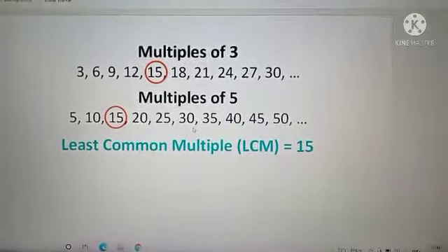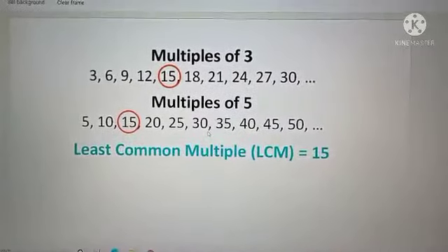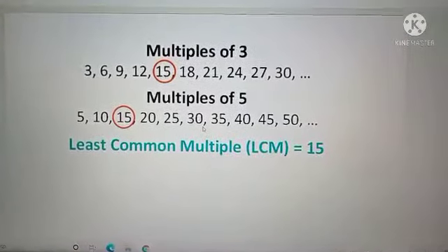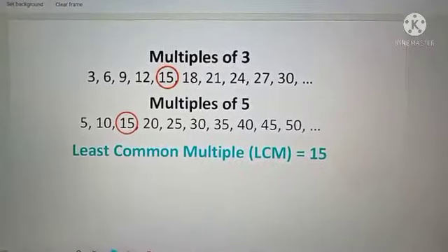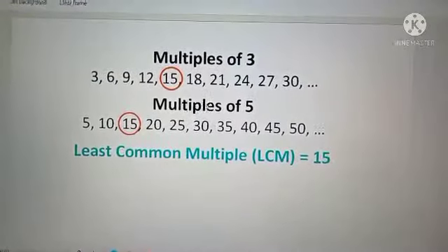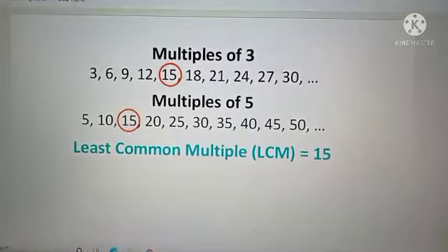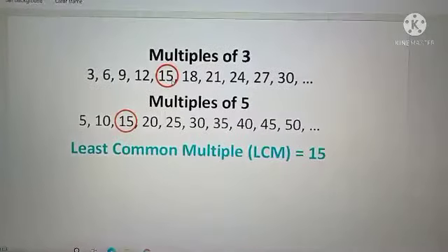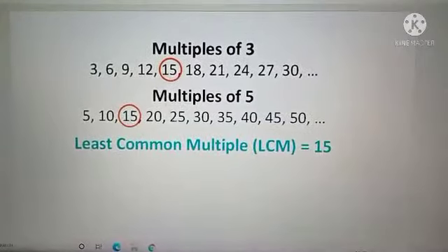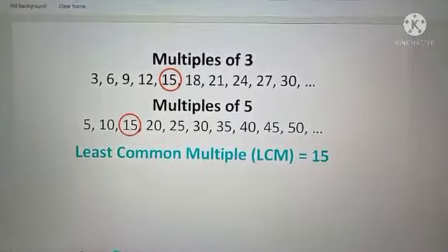Now my question is, which is the least common multiple, LCM, 15 or 30? Which is the smallest one, the least common multiple? Absolutely, it is 15. That is the LCM, least common multiple.